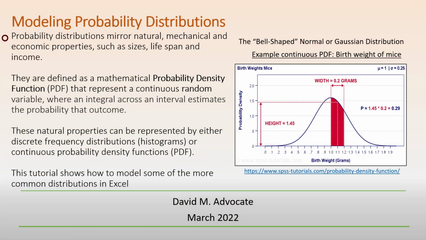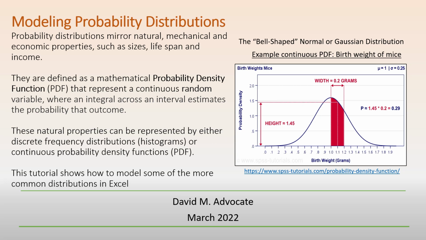Probability distributions mirror natural, mechanical, and economic properties such as size, lifespan, and income. They are defined as mathematical probability density functions that represent a continuous random variable, where an integral across an interval estimates the probability of that outcome.